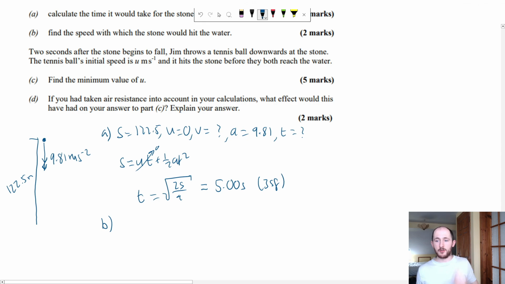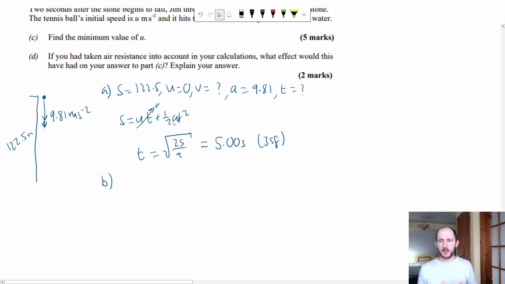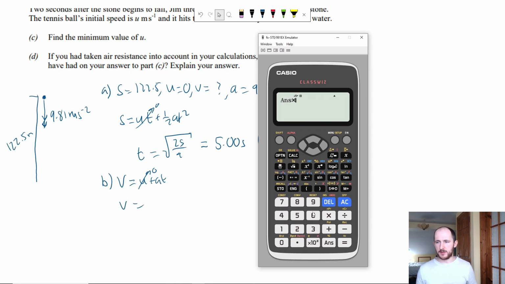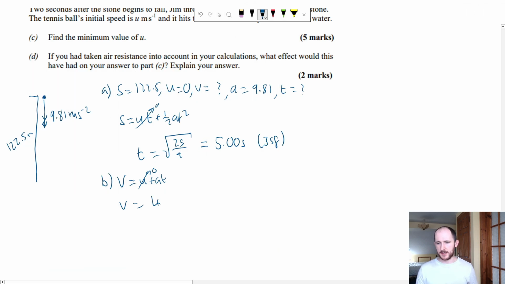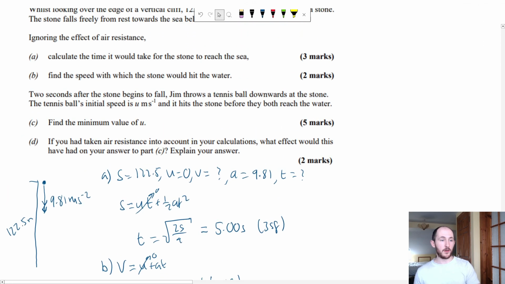So there you go, 3 marks straight away. Come on, it's so good. Part B, find the speed. Well, I like to use V equals U plus AT because, again, U is 0. So we're literally just doing 5 times 9.81. I'm just going to do answer times it, and then we're going to round again. It won't really make any difference at all. 49.0 meters per second. It's very, very quick. Incredibly quick, in fact. That's all done. We've got 5 marks so far.